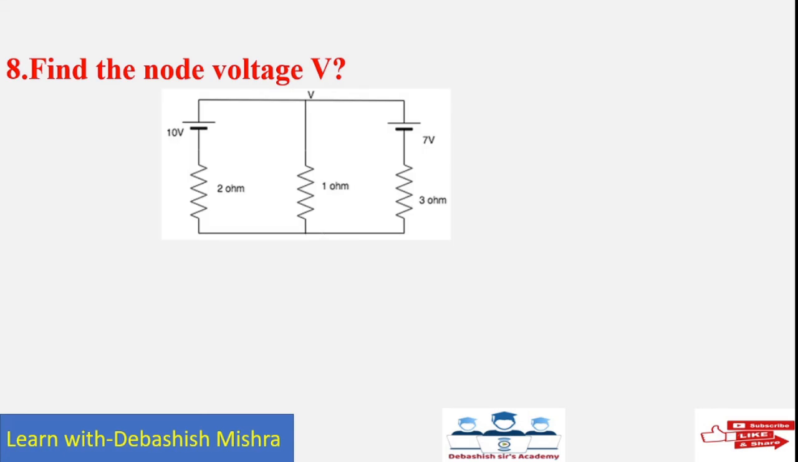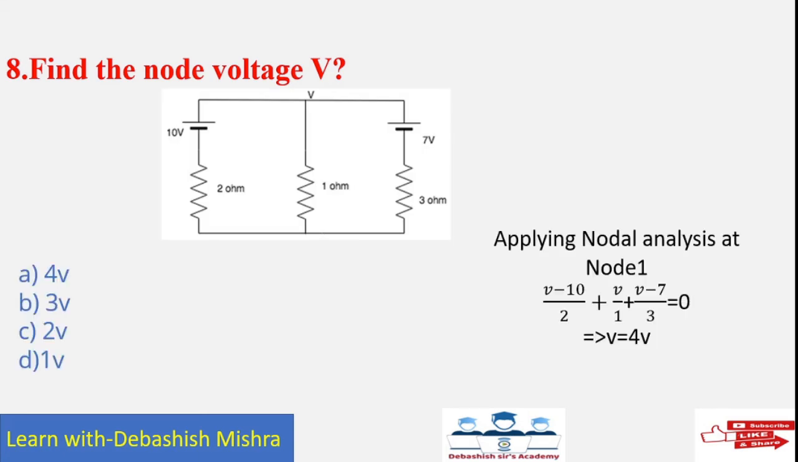Find the node voltage V. Applying nodal analysis, it is simple. This is outgoing, this is outgoing, this is outgoing. So V minus 10, V by 1, V minus 7 by 3 equals 0. These are all outgoing currents, so there is no incoming current, meaning the sum will be 0. So V will be 4 volt. Answer A is the correct answer. Very easy.